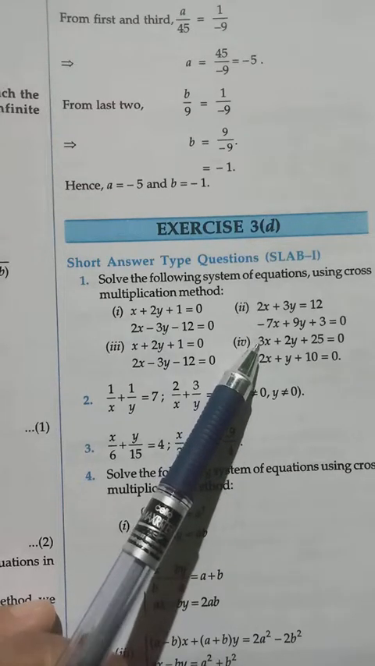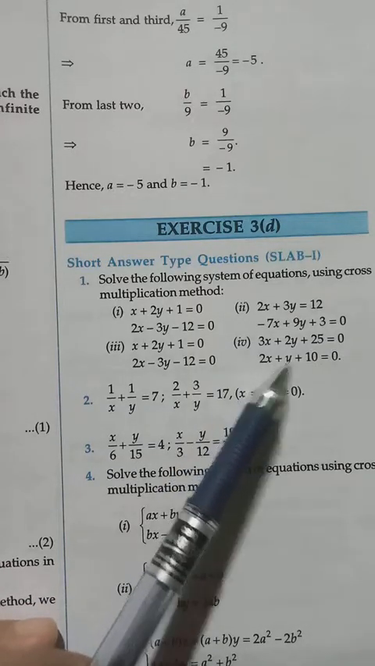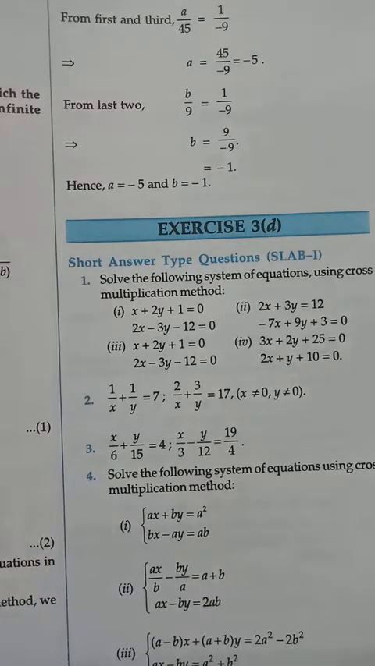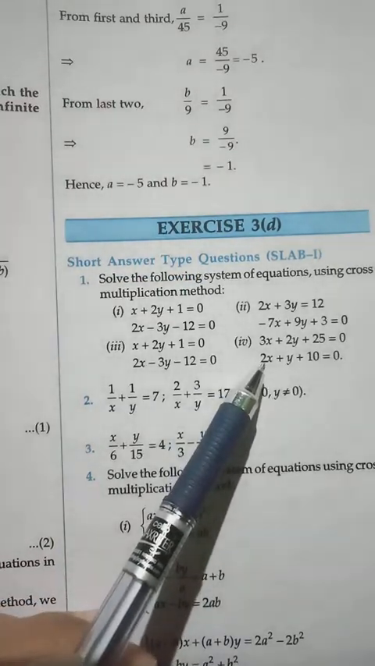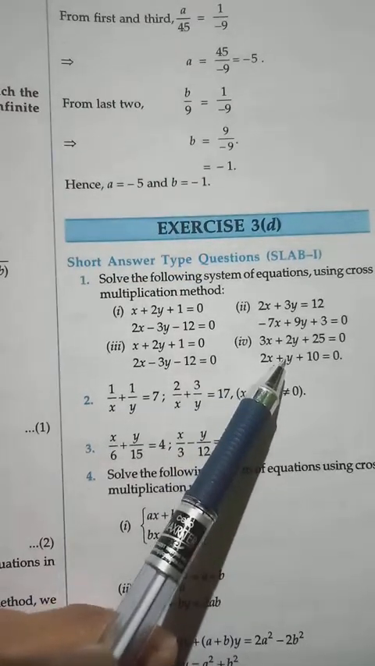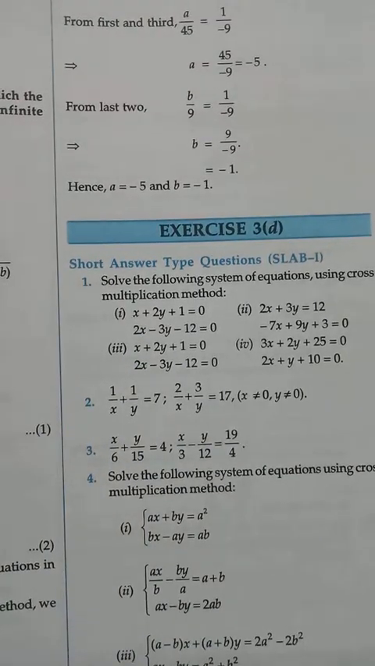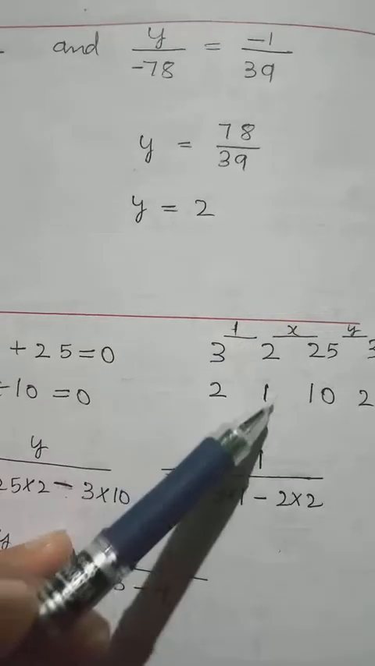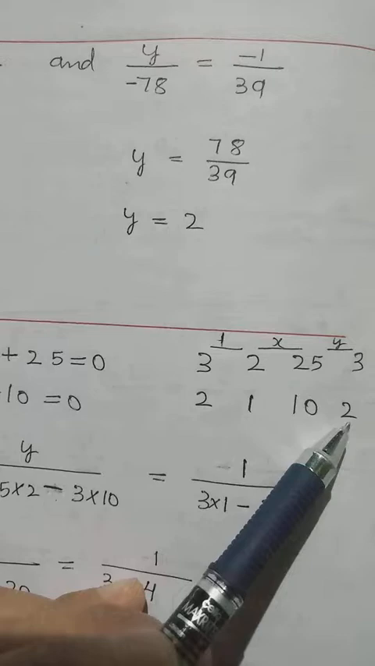This one we can take as a1, b1, c1, a2, b2, c2. A is the coefficient of x, b the coefficient of y, c the constant term. So here we have a2 will be 2, no number means 1, b2, and then c. So let us solve for x and y. First you arrange the coefficient of x, coefficient of y, constant term. Then you repeat the coefficient of x.